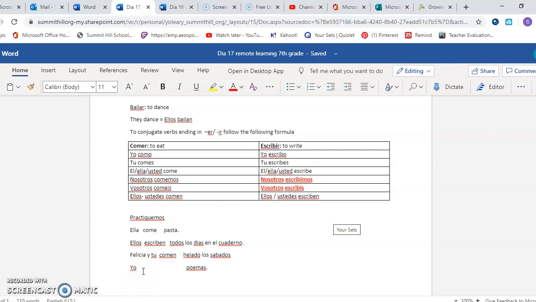So it will be yo escribir. Oh, is that right? No, it is not right, because I'm saying I to write. You need to conjugate, taking away the IR ending. With the yo form, you put an O. So you're saying yo escribo poemas. I write poems. And this is our lesson for today.